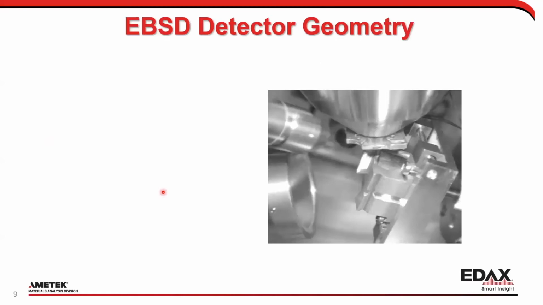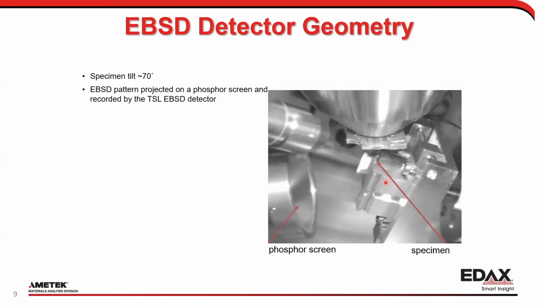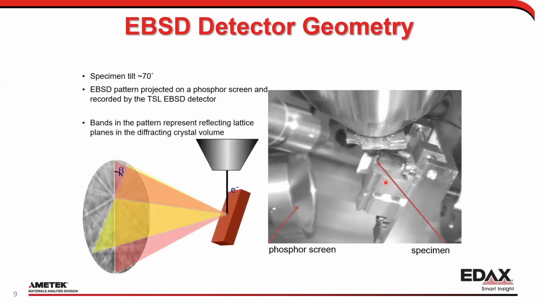So what's our general geometry for this? This is an older system here, but here I have my SEM column. I have my sample. My sample is tilted to 70 degrees. I basically go ahead and take the image. I diffract through my sample. I hit it on a phosphor screen. The phosphor screen lights up, and I take a picture of it. In the end, those bands are basically a representation of the reflecting lattice planes of the sample from the actual crystal volume that I'm diffracting through. So I go ahead and get that. I get an orientation, and ta-da, I have an EBSD map.